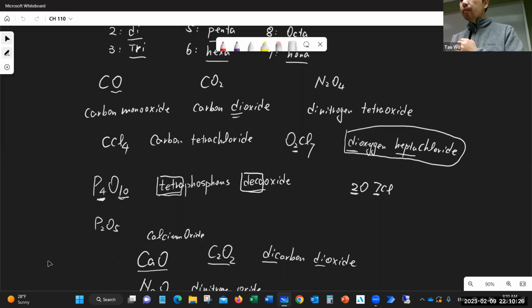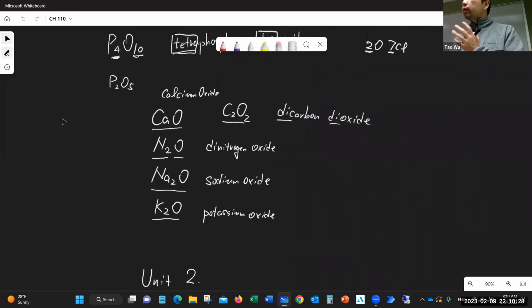And we talked about, when you name compounds, the first thing is you need to identify: is it an ionic compound or is it a molecular compound? You need to identify what it is, because the rule of naming is different. So you need to identify that before you do the naming.